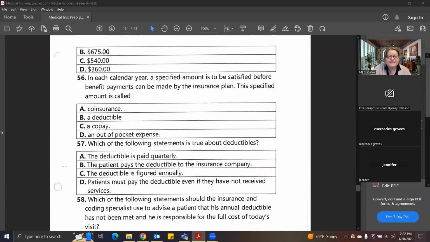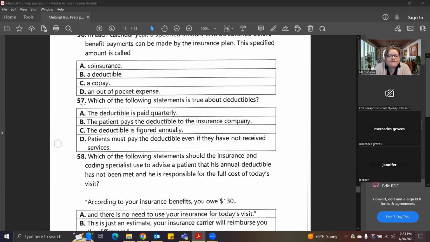All right, it's number 56. In each calendar year, a specified amount is to be satisfied before benefits payment can be made by the insurance plan. This specified amount is called A, coinsurance, B, deductible, C, copay, or D, out-of-pocket expense. All right, so what's that amount that everybody's got to pay before the insurance company will start paying on their claims? They got the deductible. That's correct. Deductible. B.